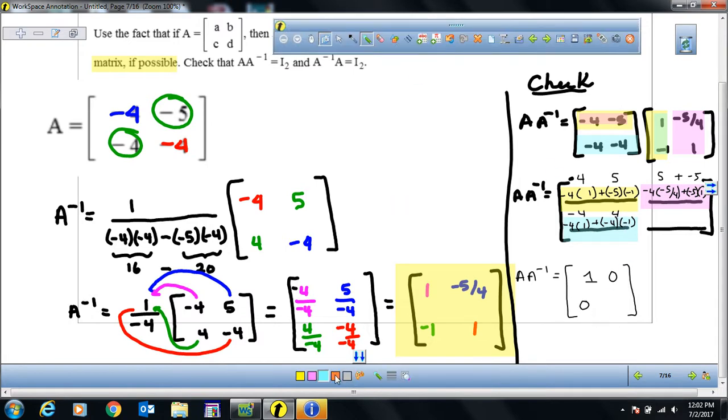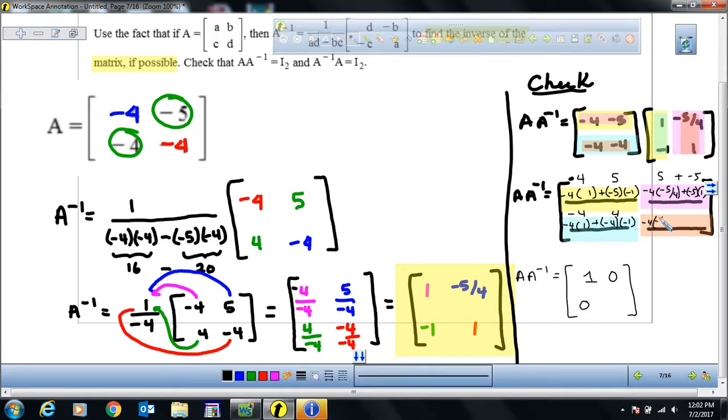Then for the last value, this is situated in the second row, second column. So we multiply the second row of this matrix times the second column of this matrix. So we do negative 4 times negative 5 fourths plus negative 4 times 1. Negative 4 times negative 5 is 20. 20 over 4 is going to give me a 5. Negative 4 times 1 is going to be negative 4. So 5 plus negative 4 is going to be a 1.